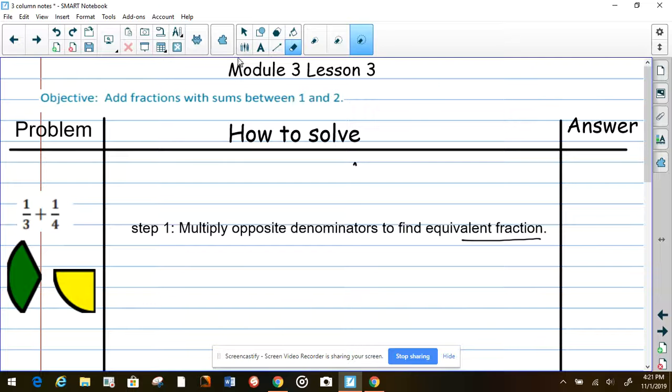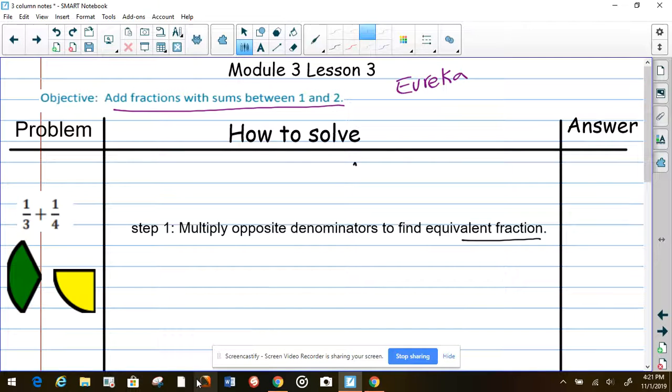We are looking at Eureka Math, and we are on module 3, lesson 3. So this is what we're going to do today. We're going to add fractions with sums between 1 and 2. Okay? Now, let's do something first so we can rationalize the answer.